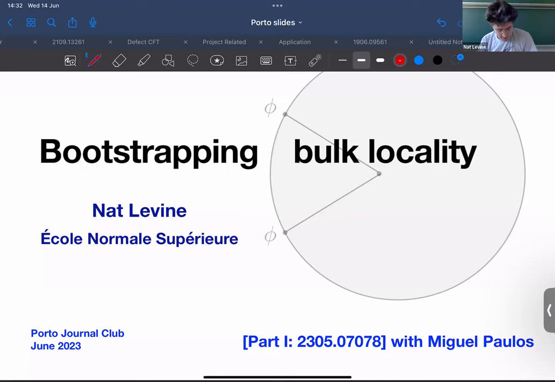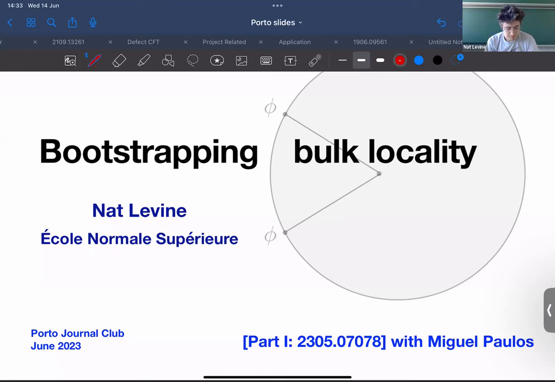I'm going to talk about this project with Miguel. So we actually forecast a series of papers about bulk locality. The first one came out a couple of weeks ago.